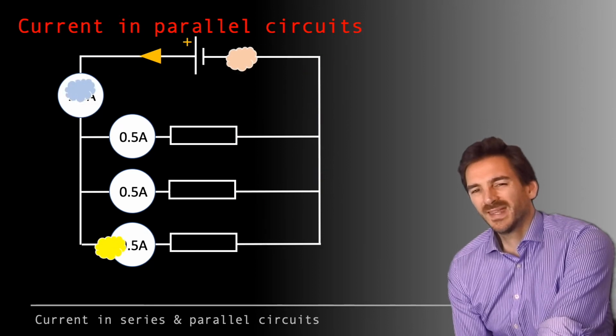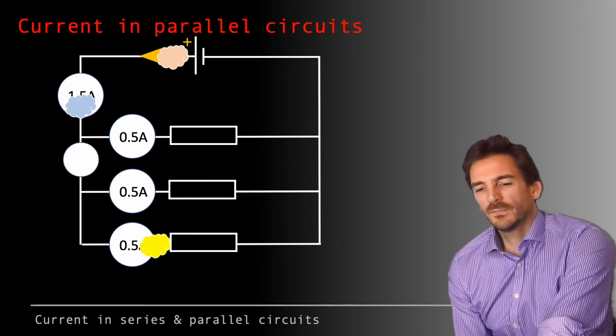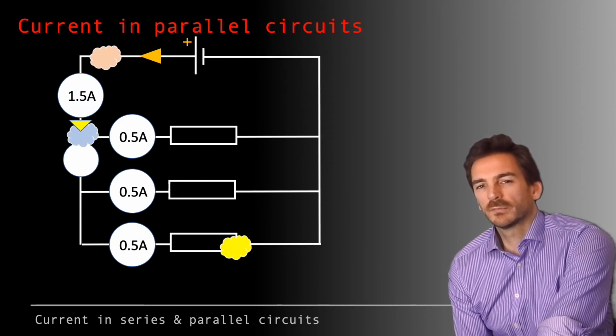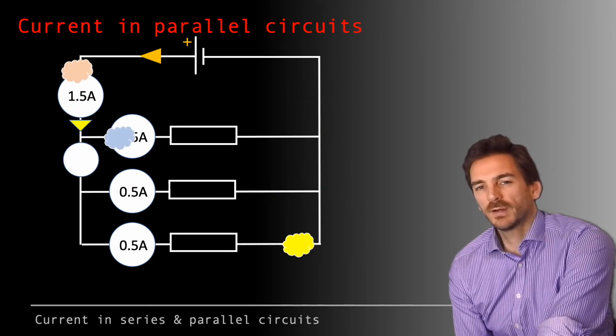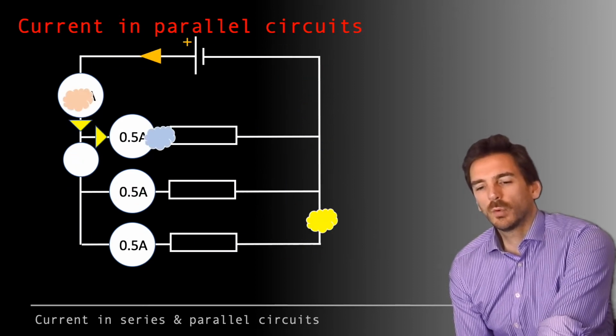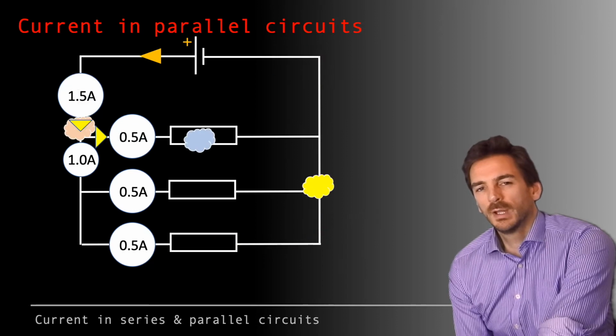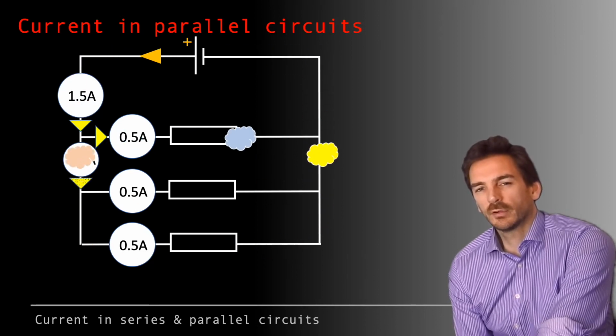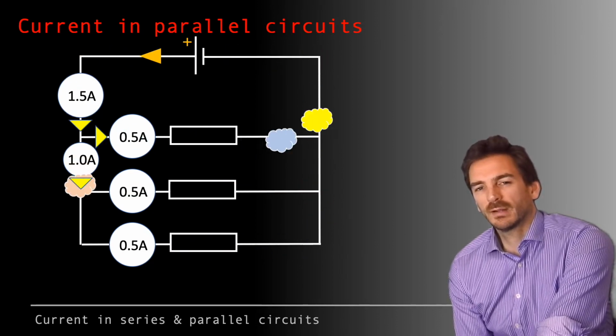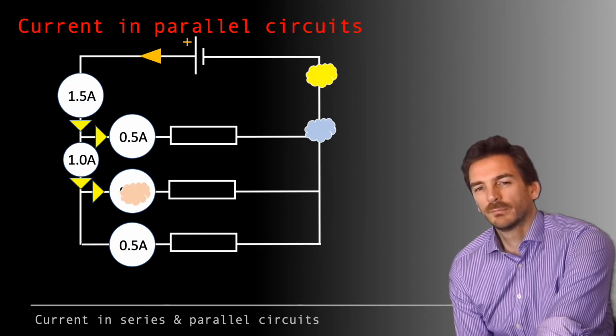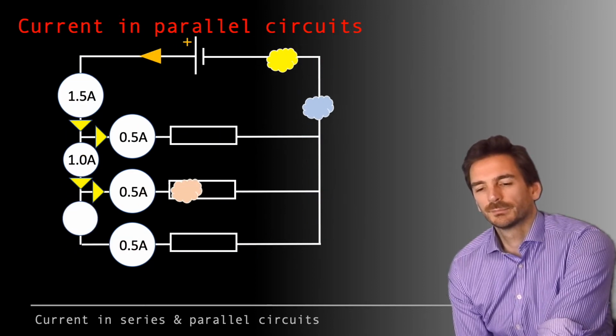What about an ammeter here though? Well, if we've got 1.5 amps flowing into this junction and half an amp flows out, that means there's 1 amp left over. And that means we've got 1 amp flowing into this junction, but if half an amp flows out to the second resistor, then only half an amp remains.